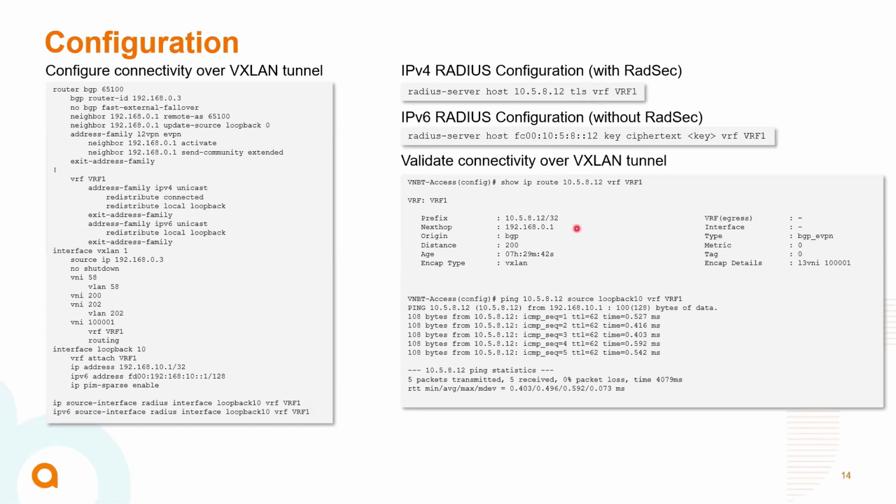And then we need to validate connectivity over the VXLAN tunnel. We can do that by doing a show IP route command specific for the VRF we want to use. And so here I can see my route to my radius server is up, which is at 10.5.8.12. And then I can ping that using my loopback as the source interface attached to that VRF, and then I can validate that my connectivity is good to my radius server.